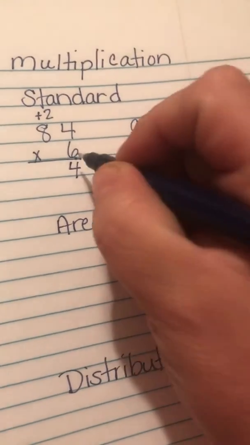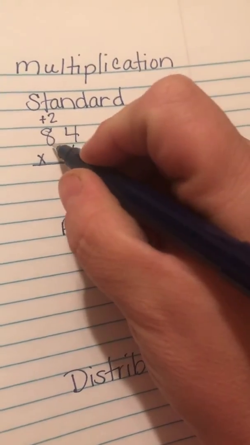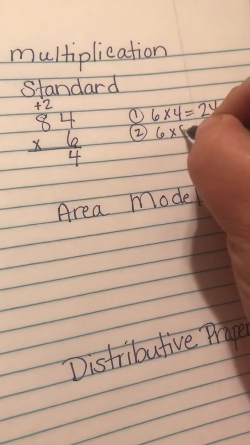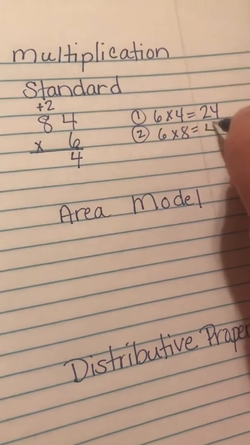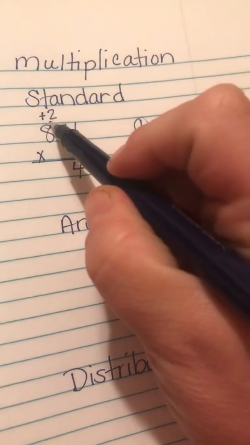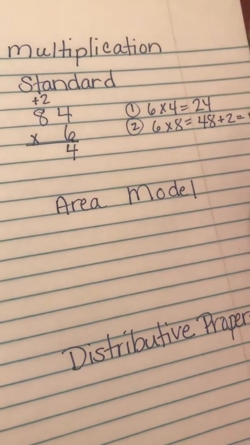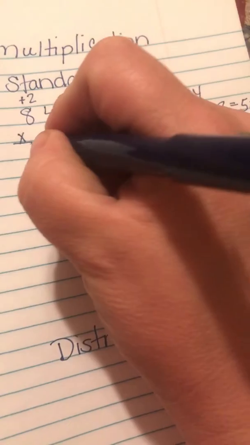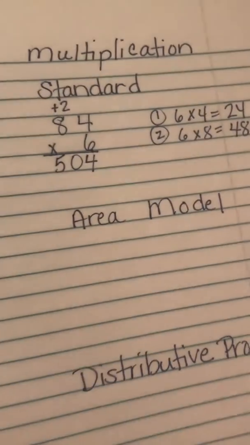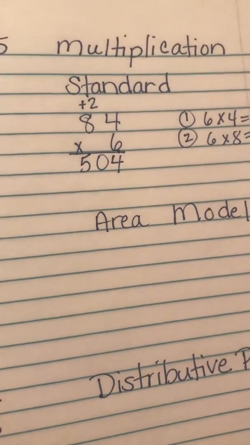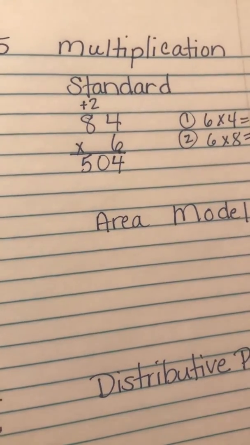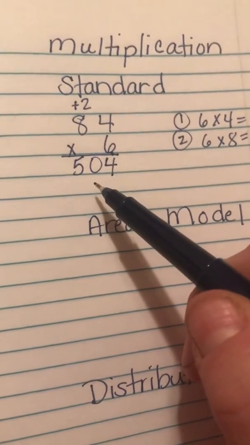Step 2, 6 times 8 tens equals 48, plus the 2 we had on top equals 50. So the product of 84 times 6 equals 504 using the standard algorithm.